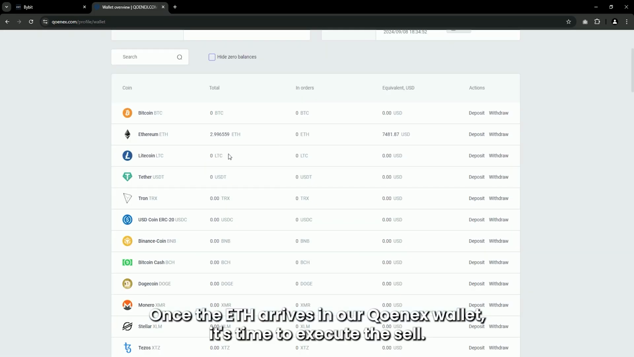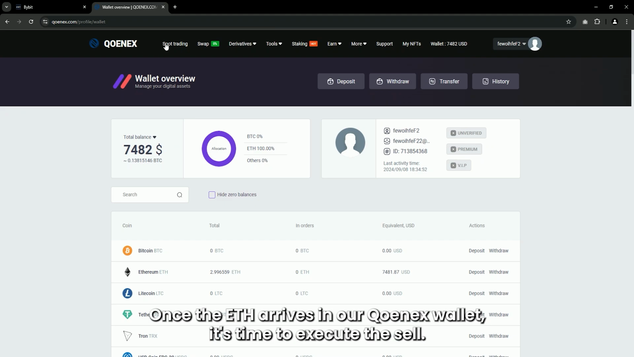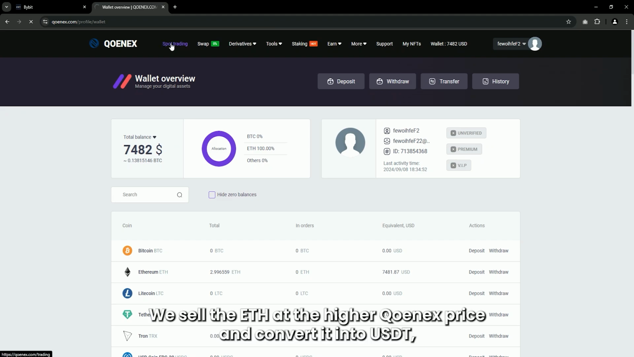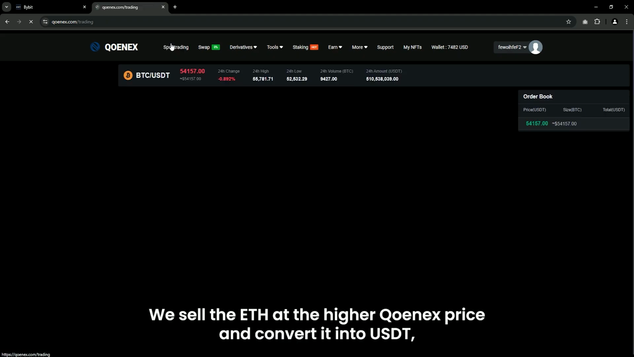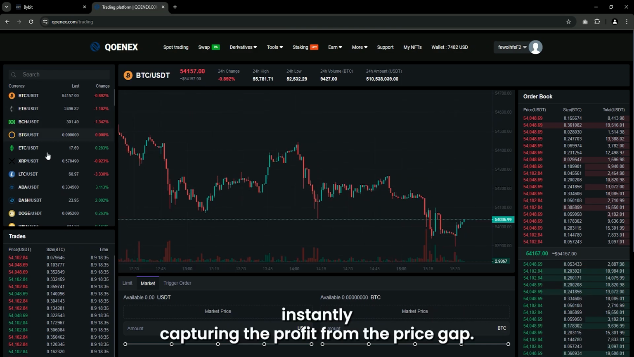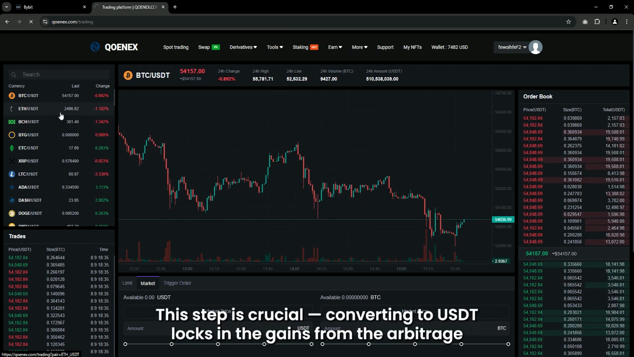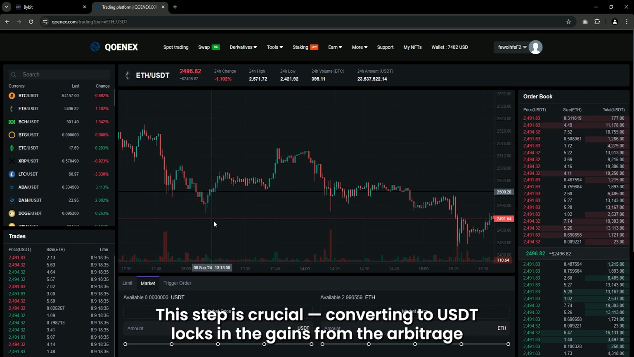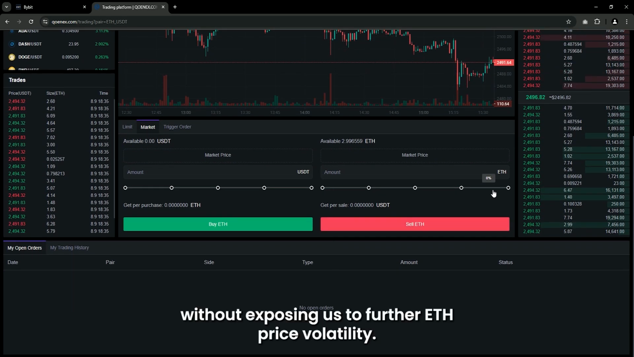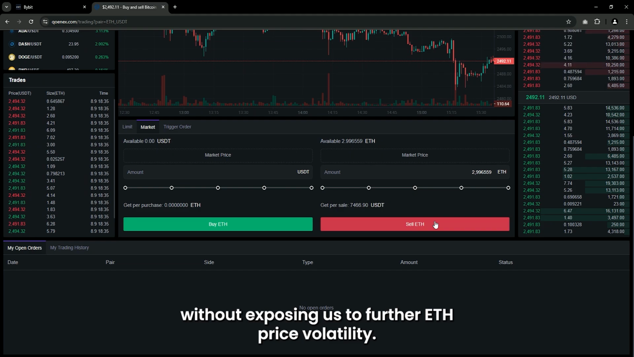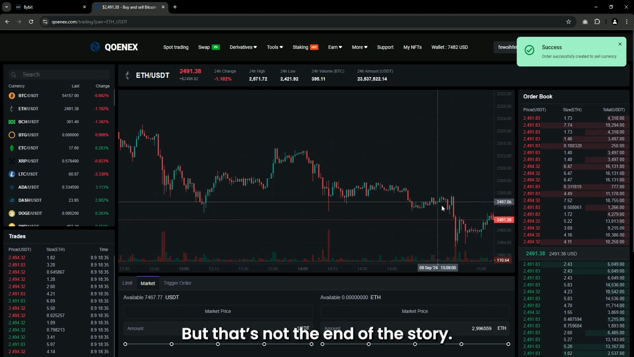Once the ETH arrives in our Qoenex wallet, it's time to execute the sell. We sell the ETH at the higher Qoenex price and convert it into USDT, instantly capturing the profit from the price gap. This step is crucial. Converting to USDT locks in the gains from the arbitrage without exposing us to further ETH price volatility. But that's not the end of the story.